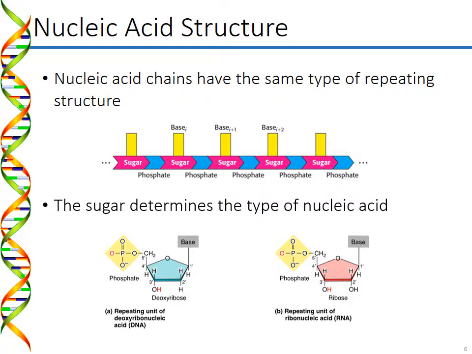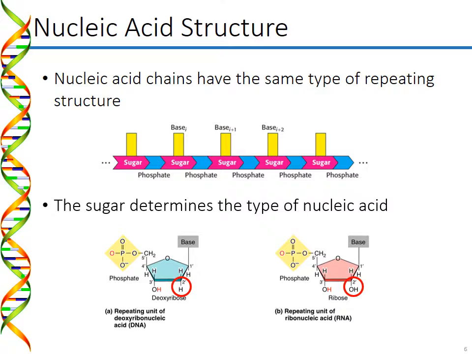The sugar determines whether it is DNA or RNA, and you see here on the left deoxyribose, which is the sugar that forms the backbone of DNA, and ribose on the right, which forms the sugar that forms the backbone of RNA. And structurally, these are identical, with the exception of the group that is bound to the 2' carbon, and you can see that the carbons of the ring are numbered 1', 2', 3', 4', and 5', and we'll take a look at some of these in more detail on the next slide.